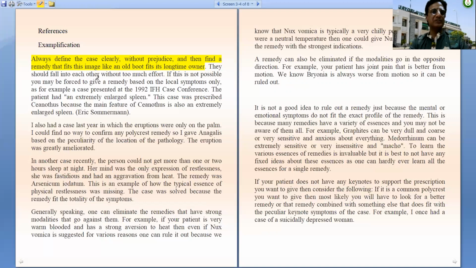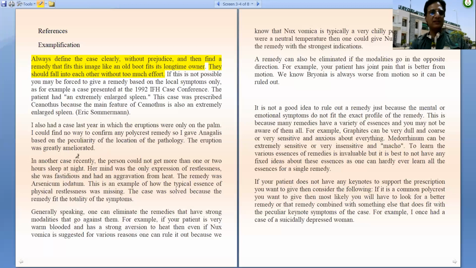They should fall into each other without too much effort. Now I give you an example: I had a case in which the eruptions were only on the palm. I could find no way to confirm any polycrest remedy, so I gave Anagallis. Based on the peculiarity of the locality, the eruption was greatly ameliorated. So this is a type of prescription. Here we don't require any repertorization.